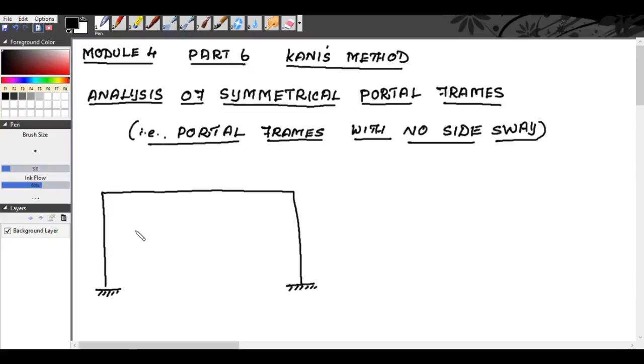So our given problem is to analyze a given symmetric portal frame, that is portal frames with no side sway. That means your portal frame should be symmetric about the y-axis. So the given portal frame is a single bay, single story portal frame, and the supports of the columns are fixed supports. Now the columns are of span length 2 meter and the beam is of span 4 meter.